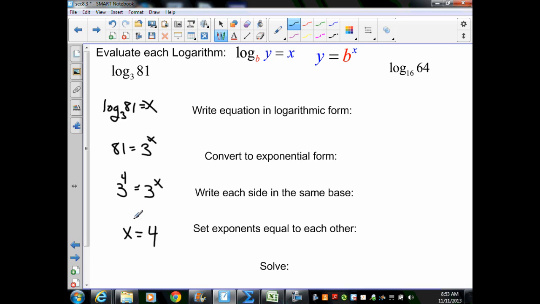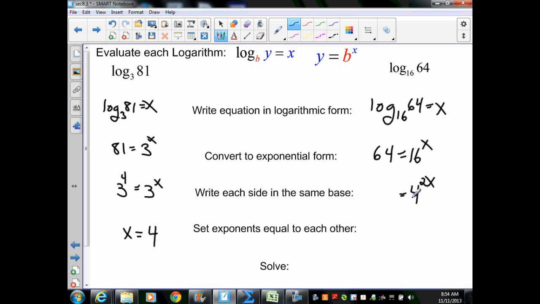The next one, log base 16 of 64. We want to write that in logarithmic form. So that's going to give me log base 16 of 64 equals x. Write that in exponential form. Gives me 64 equals 16 to the x. Now I want to write each side in the same base. Let's convert 16 to a base of 4. 4 squared is going to give me 16. But remember, I'm going to drop that x down, but 4 squared is 16 to the x.